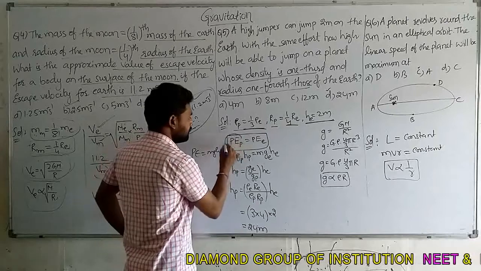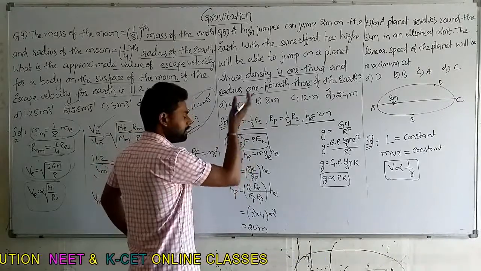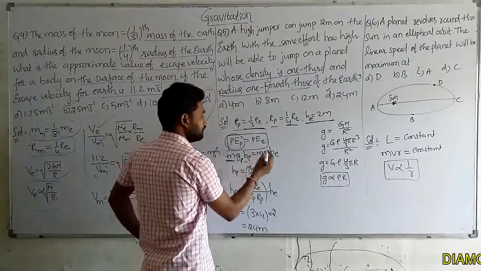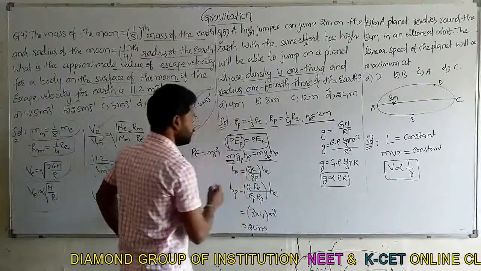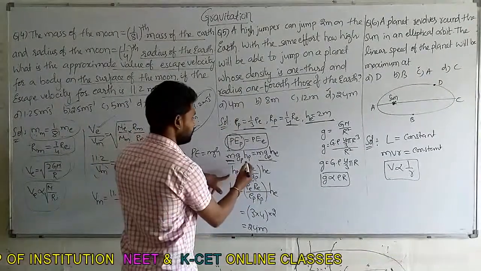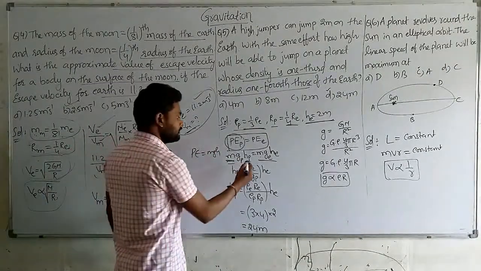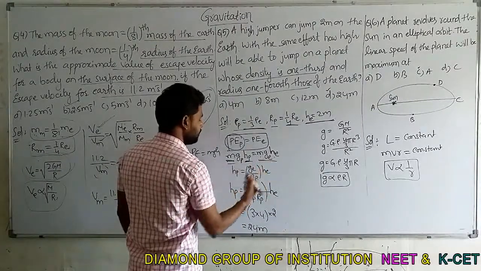So potential energy on the planet equals mass and gravity on the planet and height he can jump on the planet, which equals mass and gravity on the Earth and height he can jump on the Earth. Okay? So equating, m will be cancelled, we get hp, the height he can jump on the planet, that we have to find. hp equals, sending gp to this side, m will be cancelled, ge by gp into he we will get.